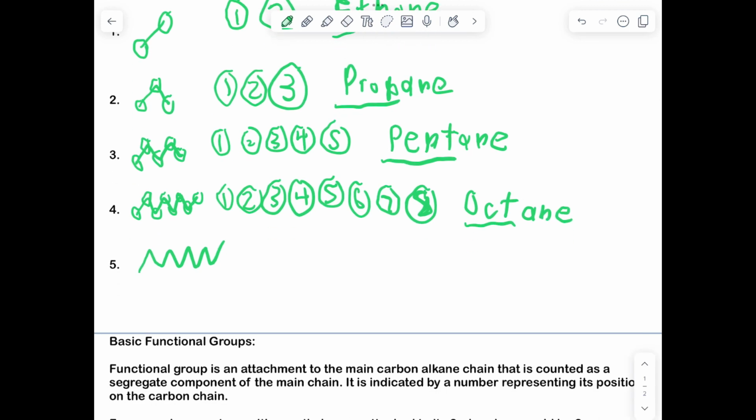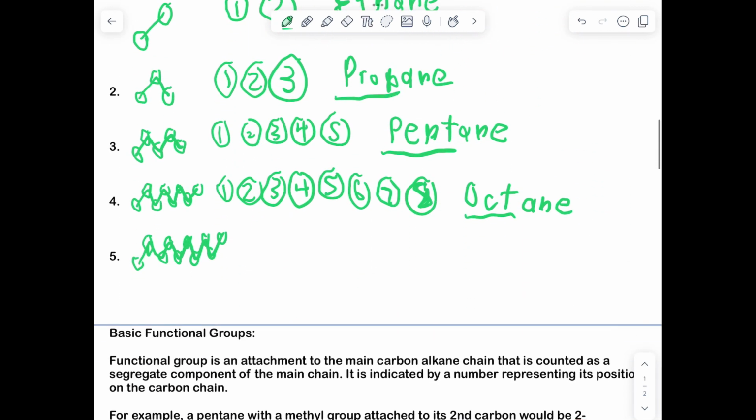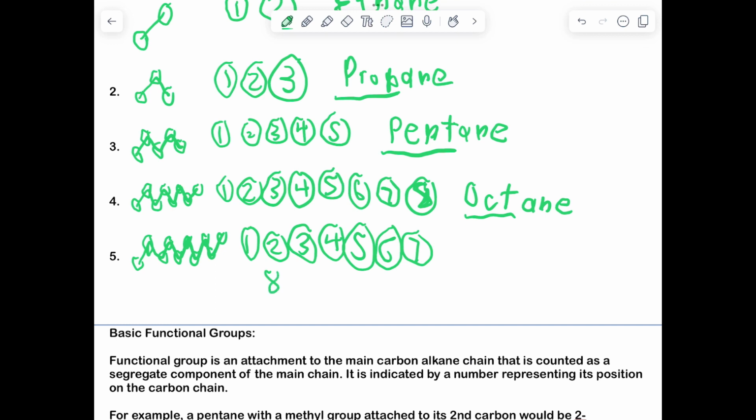And then finally, for the last one for our first set of examples, 1, 2, 3, 4, 5, 6, 7, 8, 9, 10. What's the prefix for 10? Dec. Just going to reaffirm that we have everything that we need here. That's 10 carbons total for decane.